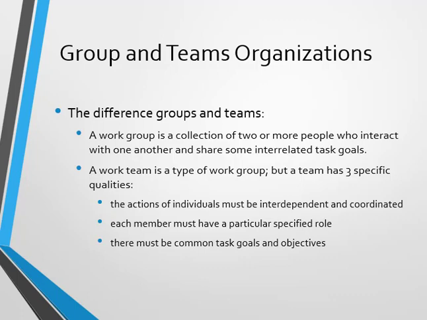Now, a work team is a type of work group, so it's a more specific definition. A team has three specific qualities. First, the actions of the individuals must be interdependent and coordinated. Next, each member must have a particular specified role. And finally, there must be common task goals and objectives. These characteristics of teams might also be structural characteristics of groups, but they are more highly defined and salient within a work team.